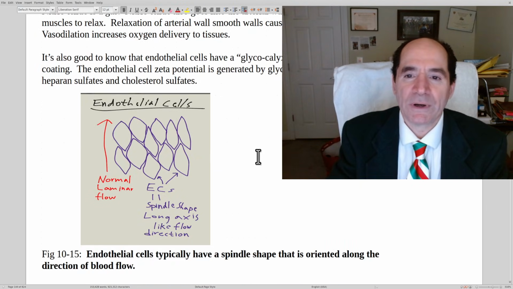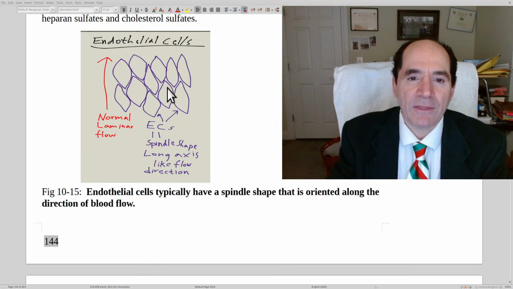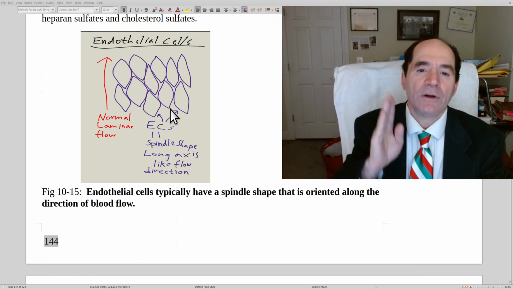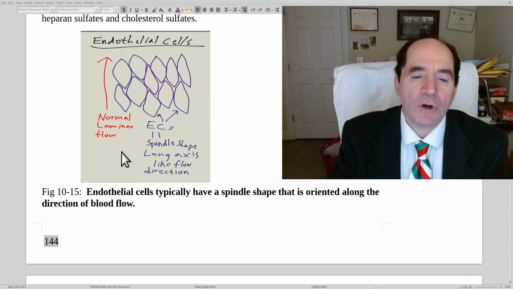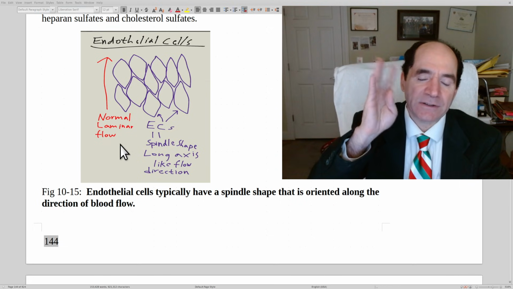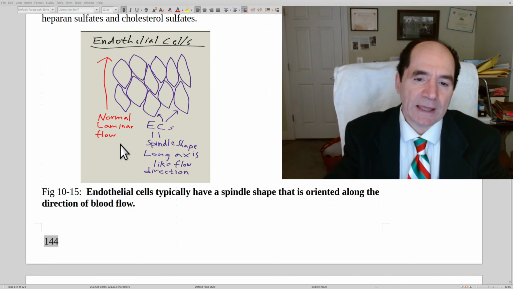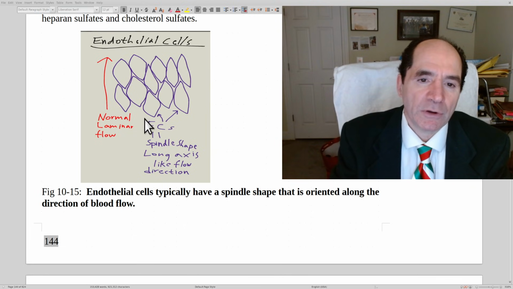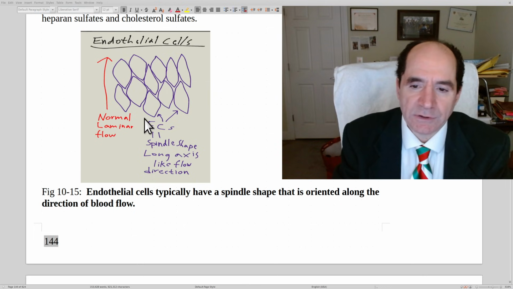Okay, so a little bit more to know about endothelial cells. They are spindle-shaped, and they're lined with their long axis parallel to the long axis of blood flow. So they have little hair-like extensions on their glycocalyx. They can sense the direction of blood flow and that it's laminar. That's what they expect. That's what they like. That makes them happy. So they're spindle-shaped, orientated along the direction of blood flow. Their long axis is.